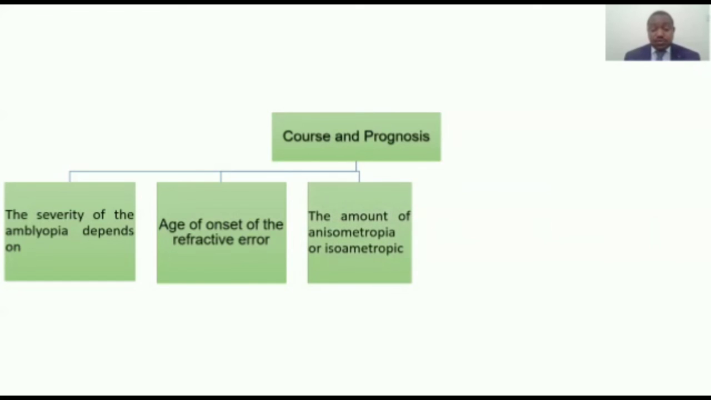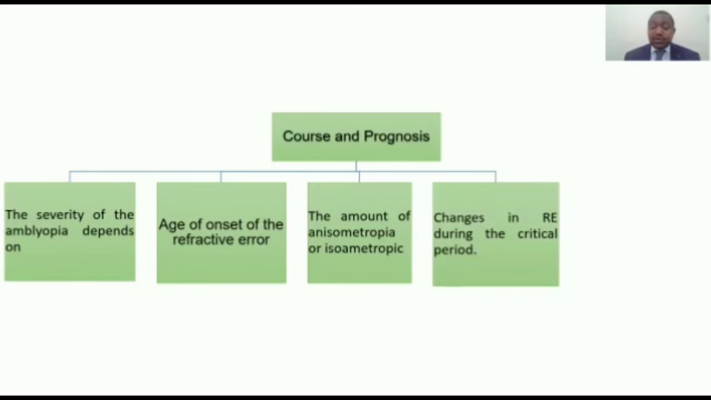Also the amount of anisometropia or isometropia, and the amount of uncorrected refractive error. Patients with a low degree of uncorrected refractive error may have a better prognosis. Also, patients with anisometropic myopia may have a better prognosis than patients with anisometropic hypermetropia. And a change in refractive error during the critical period: if the refractive error changes during the critical period, the patient may have a poor prognosis for development or retention of vision.